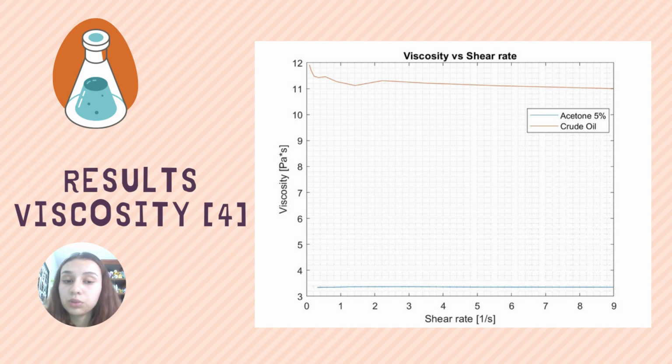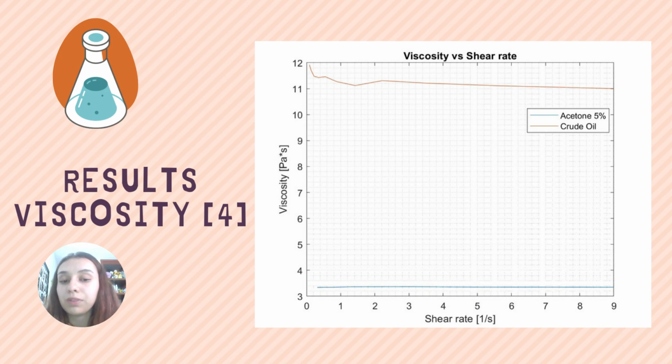The graph shows how when acetone is added, the viscosity of the petroleum decreases considerably, going from an approximate value of 11.5 Pascal per second to a value of 3.3 Pascal per second for the crude with 5% acetone. The crude oil has a molecular structure comprising three chemical groups.